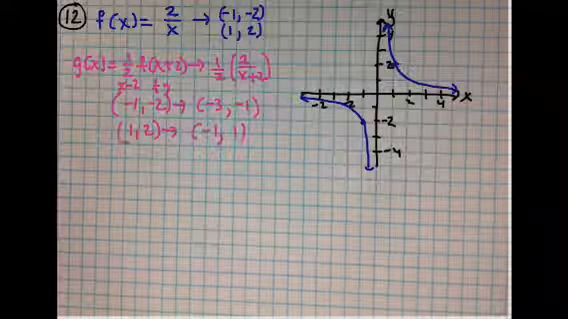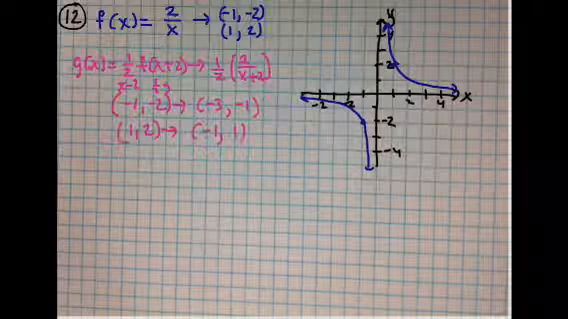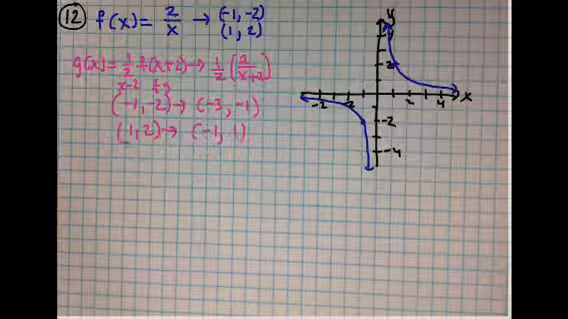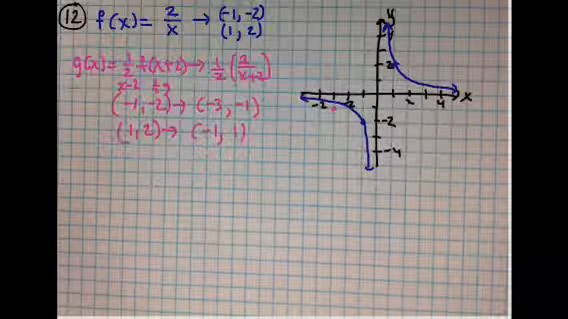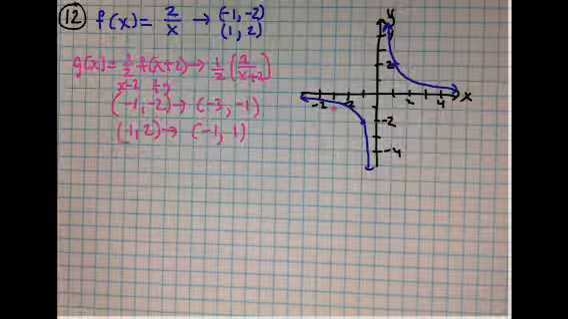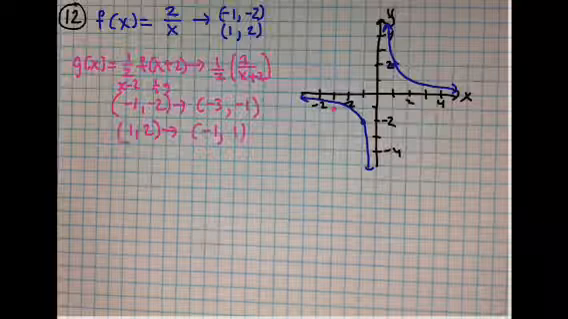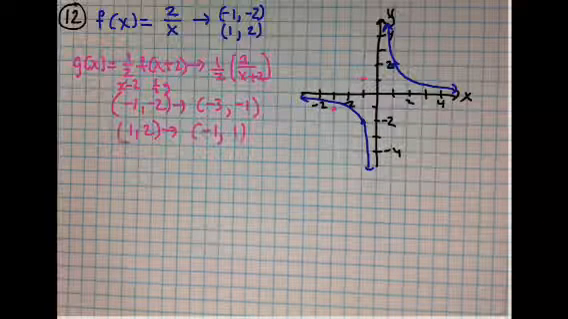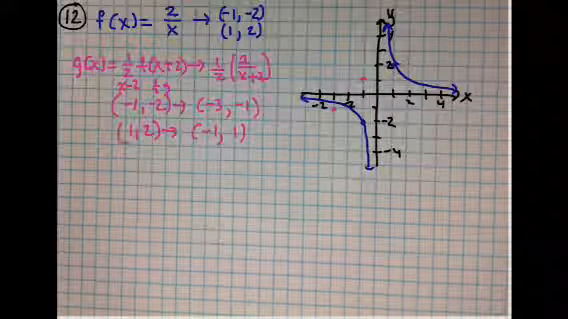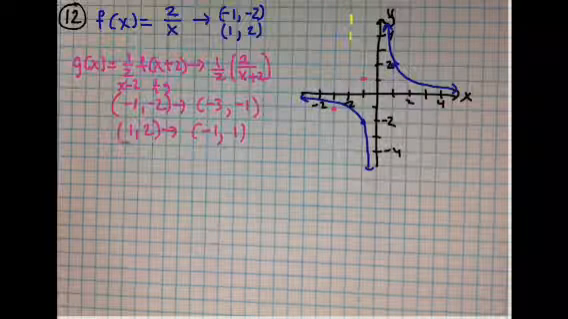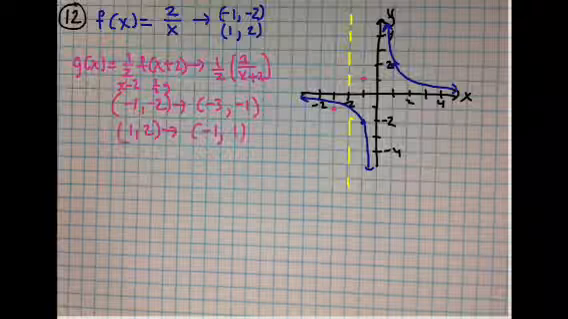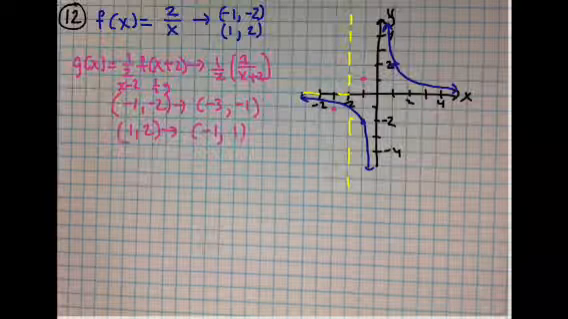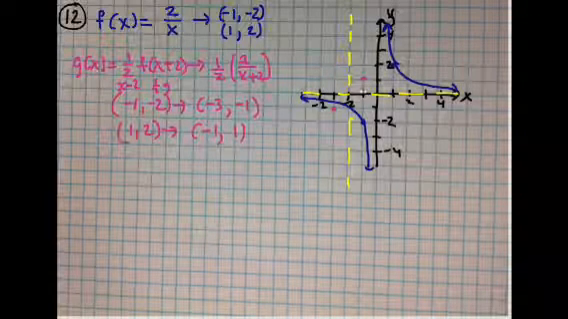So -3, -1, and then -1, +1. So -1, +1 right here. Then this asymptote, again, since everything moved to the left 2 units, it would have gone right here. Okay. And then the horizontal did not change, so it's still right there. Okay.